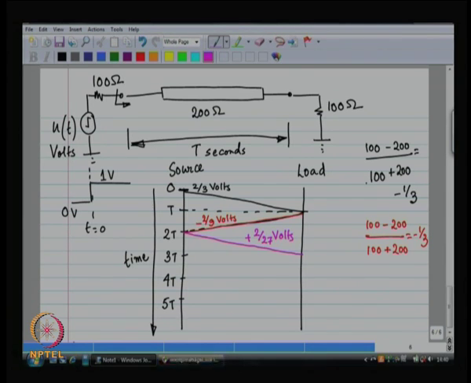That goes and hits the load, and again there is a reflection from the load. What reflects from the load is minus 2 by 81 volts. Subsequently, there is another reflection from the source. And so on and so forth.